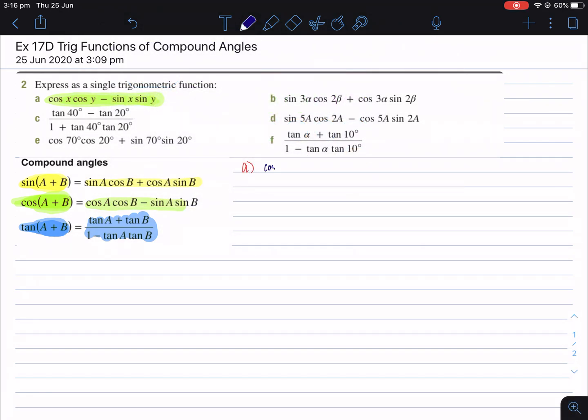So cos x cos y minus sine x sine y. Literally the only difference is I've got x and y instead of A and B. So that must be cos x plus y.